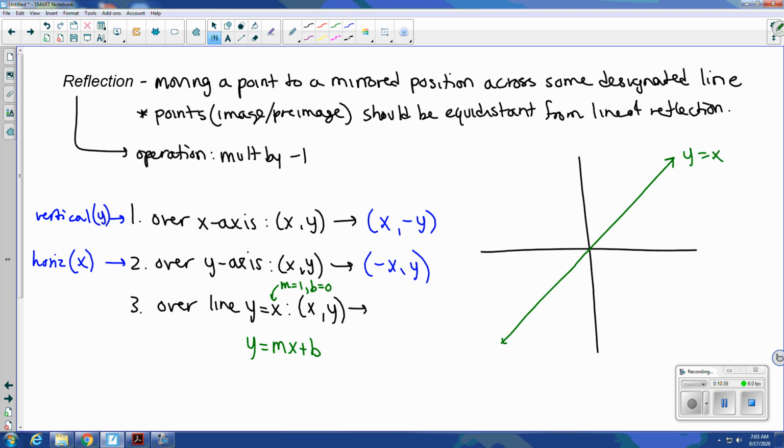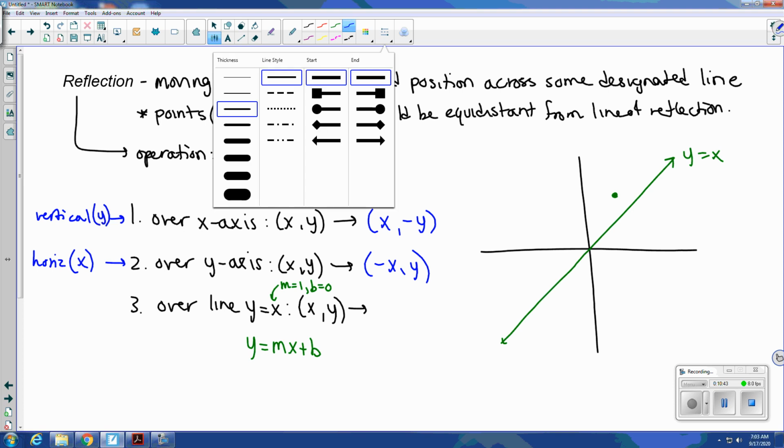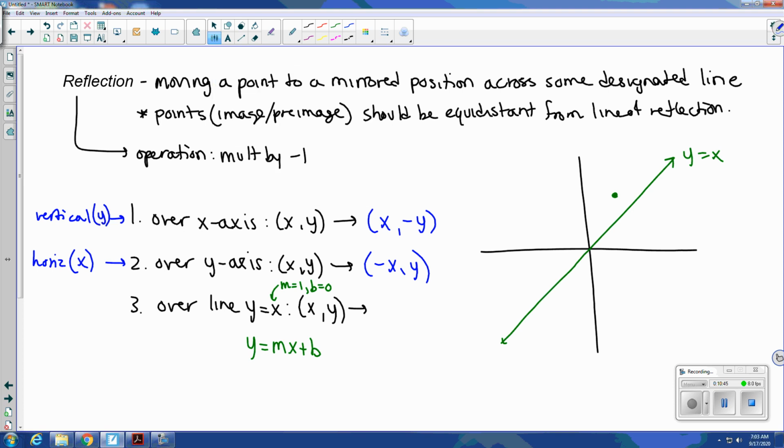If we have a point that we're trying to reflect over that line, so that it is equidistant, the way you do that is swap the x and y coordinates. So if you have some coordinate (x, y), you switch it to be (y, x). And that is how you reflect over the line y equals x.